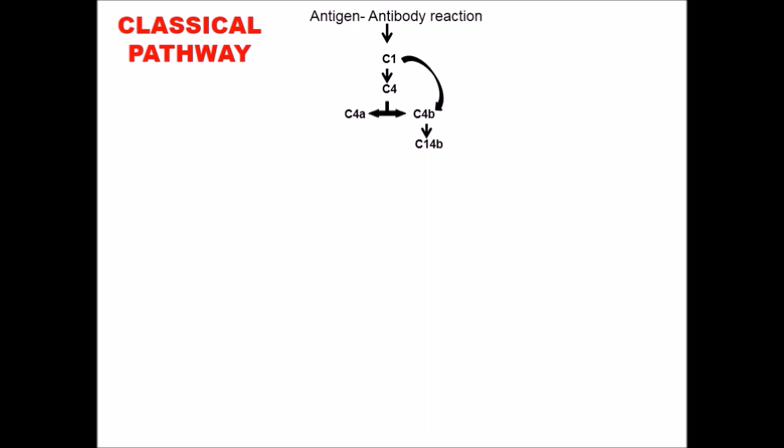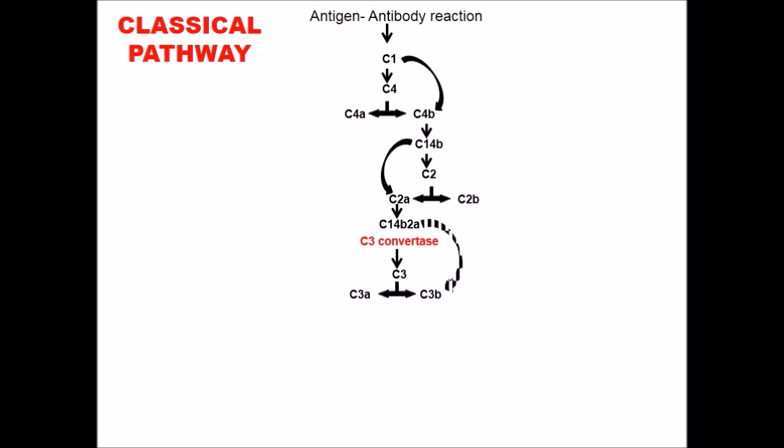This C14B is an enzyme which converts C2 into C2A and C2B molecules. This C2A molecule combines with the complex C14B and forms another complex, C14B2A, which is C3 convertase. This C3 convertase enzyme splits C3 into C3A and C3B.